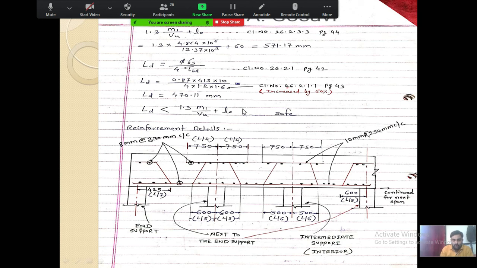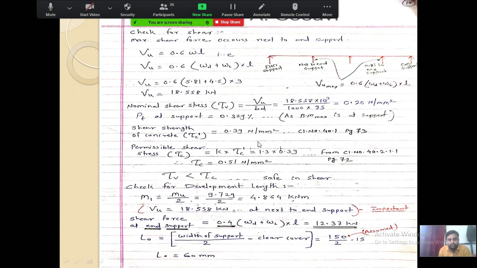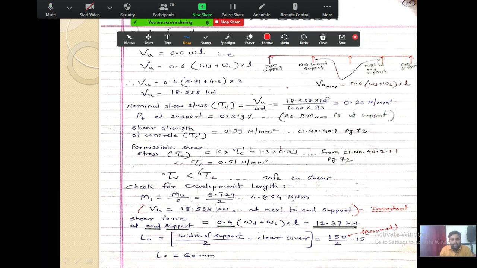So I will move to the previous slide. Here, see M1. M1 is always calculated as Mu by 2. This is the formula for M1. Our Mu value is 9.729. This is our maximum hogging moment, which is at the support next to the end support, divided by 2. This is the value of your M1.